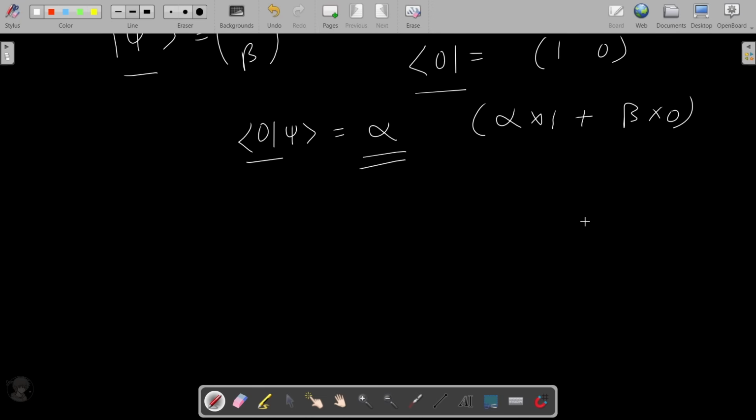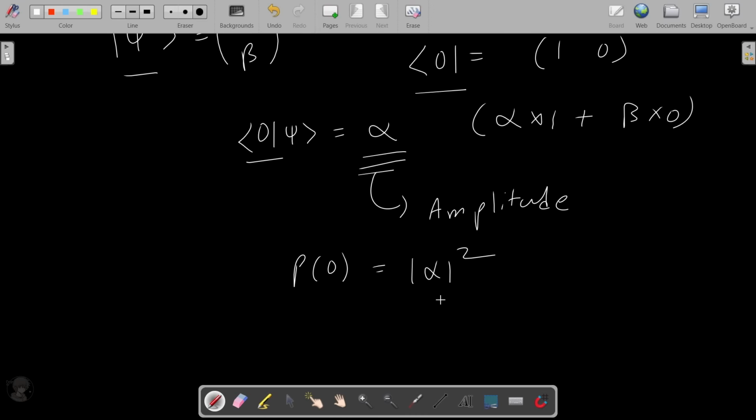But alpha is not probability yet. Alpha is amplitude. Amplitude can be negative, amplitude can be a complex number, but probability must be real and positive. So we define the probability of 0 as the modulus of alpha squared. We square the magnitude, that gives probability.